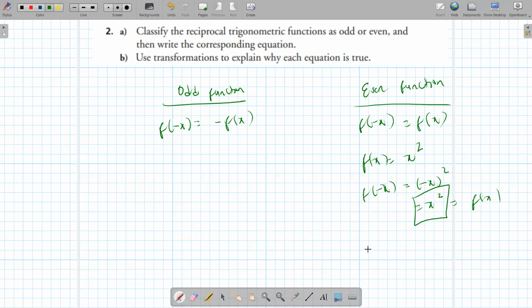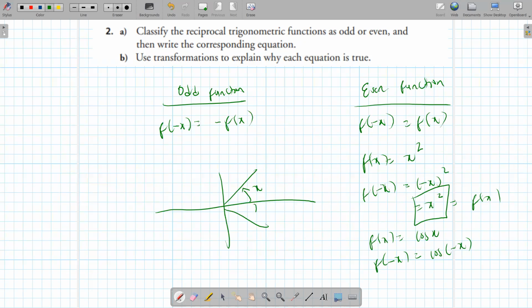In terms of trig, it's going to be cosine. If f of x is cosine of x, what would f of minus x be? It'll be cosine of minus x. Now, what does that mean? Let's use a CAST rule. X here just represents an angle. If this is x, minus x means we go clockwise. That's a related acute angle. Is cosine positive or negative in quadrant 4? Positive. Exactly. So cos of minus x is the exact same thing as cos of positive x, which is f of x. Therefore, cosine x is an even function.